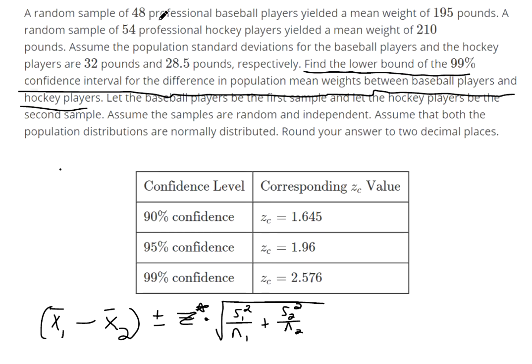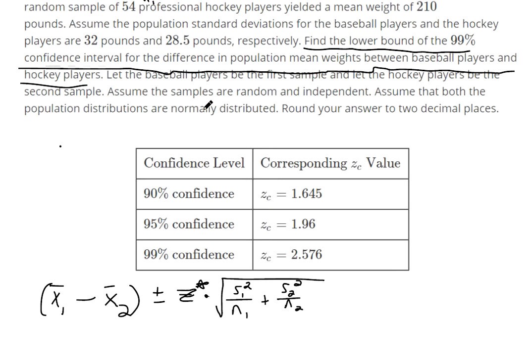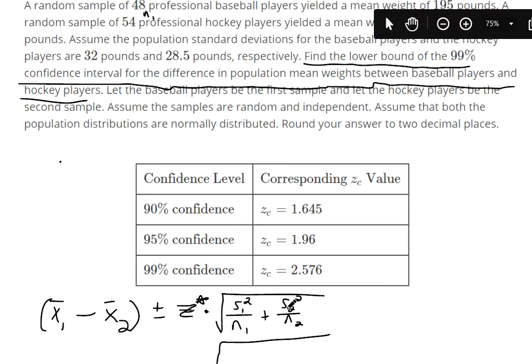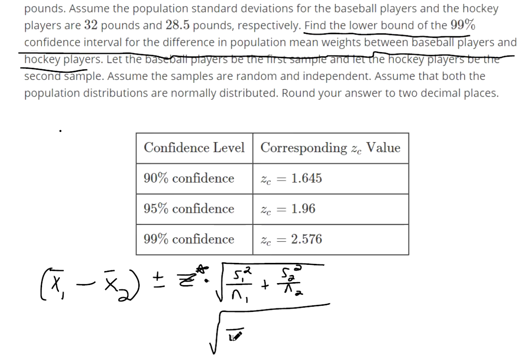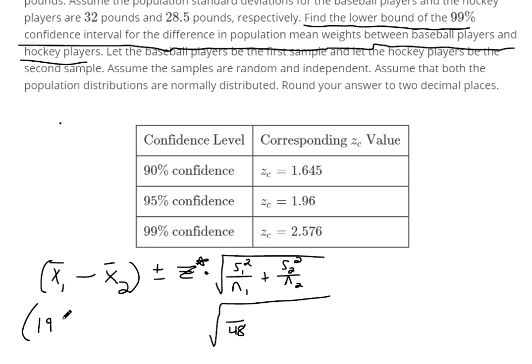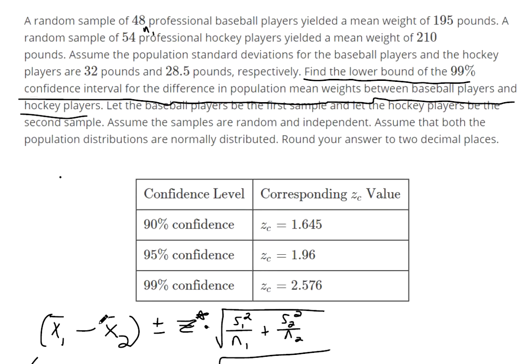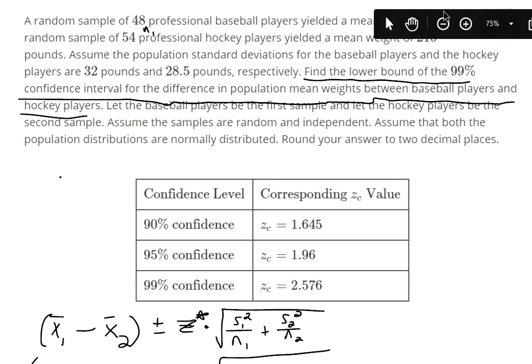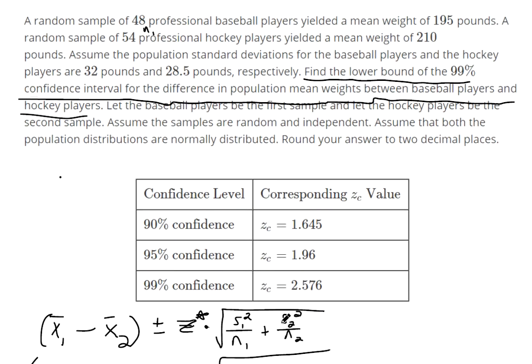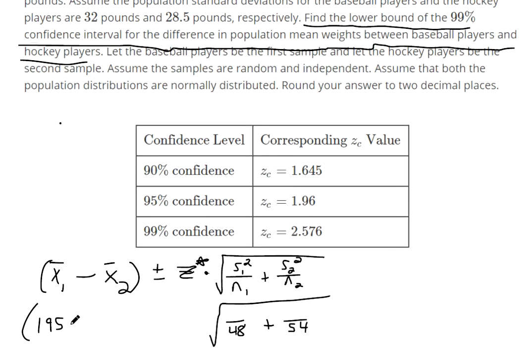We got 48 in one group, so that's n sub 1. That's the sample size of one group. And they got a mean of 195 pounds. So in here, n sub 1 was 48, and the mean was 195 pounds. So we're going to plug that in here for x bar sub 1. They ran a sample of 54 professional hockey players, so we got a different group, different sample. That's our n sub 2, which is 54. It's the sample size of the second group. And it's got a mean weight of 210, so x bar sub 2 is 210.